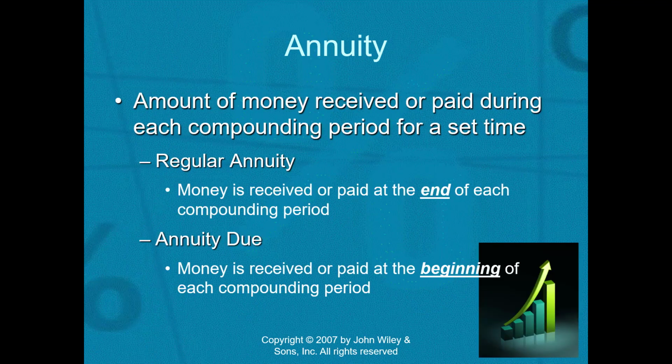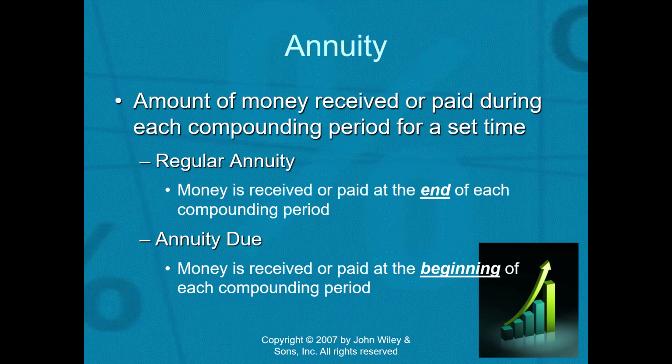So now we have one other calculation that we're going to do, and this is something called an annuity. An annuity is the amount of money received or paid during each compounding period for a set period of time. And there are two types of annuity. First one is called a regular annuity, which is money received or paid at the end of each compounding period. And then an annuity due, which is money received or paid at the beginning of each compounding period.